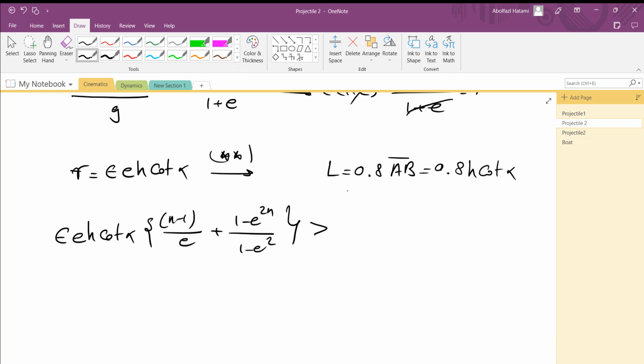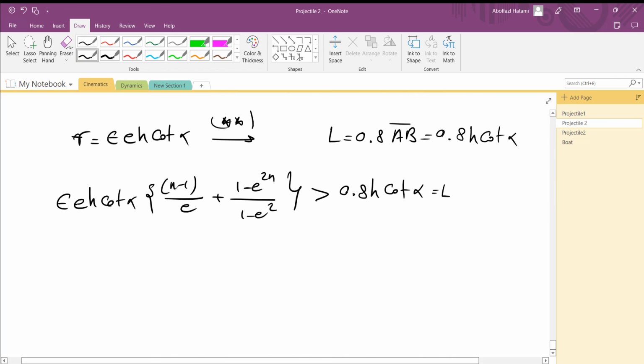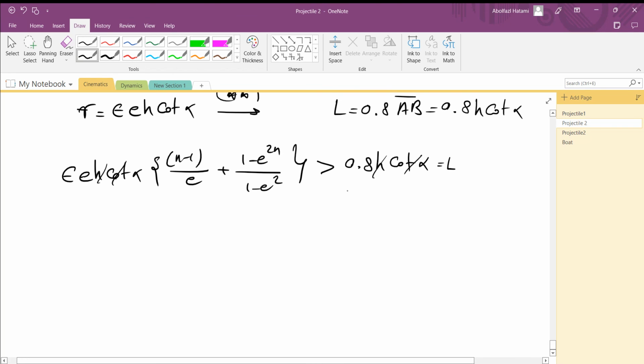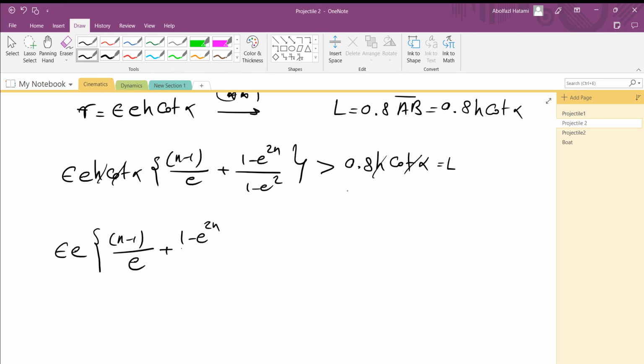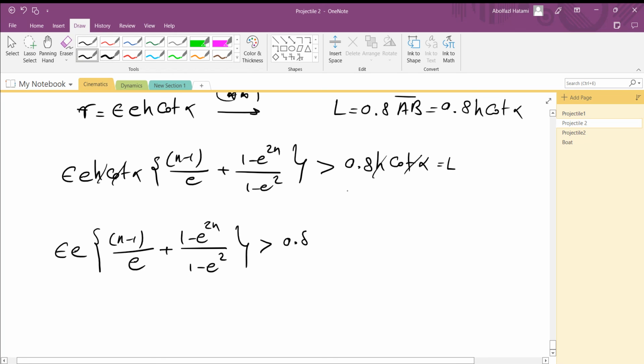So L is going to be just something like this, which is equal to L. And now, because H and cotangent of alpha are positive, I can remove them from both sides, and now I have epsilon times E, epsilon times E, n minus 1 over E plus 1 minus e to the power 2n over this term is going to be greater than 0.8.